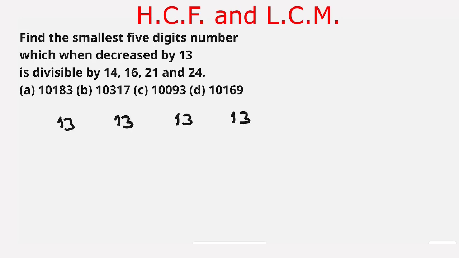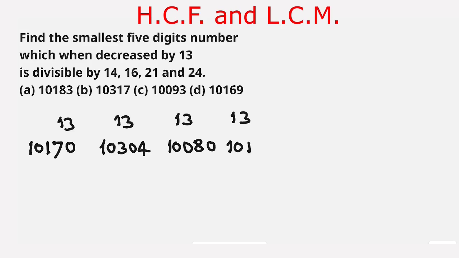On subtracting 13 from 10183, we get 10170. On subtracting 13 from 10317, we get 10304. On subtracting 13 from 10093, we get 10080. And on subtracting 13 from 10169, we get 10156. Now our answer must be divisible by 3 as well as by 4.